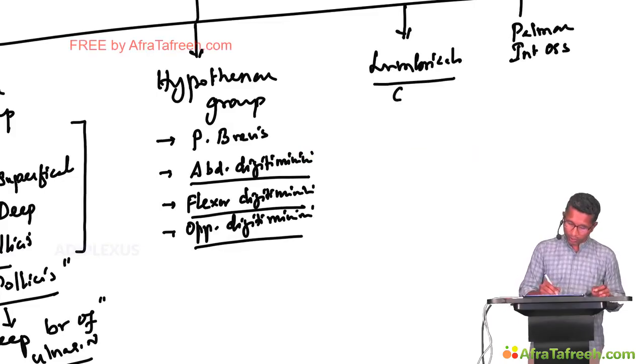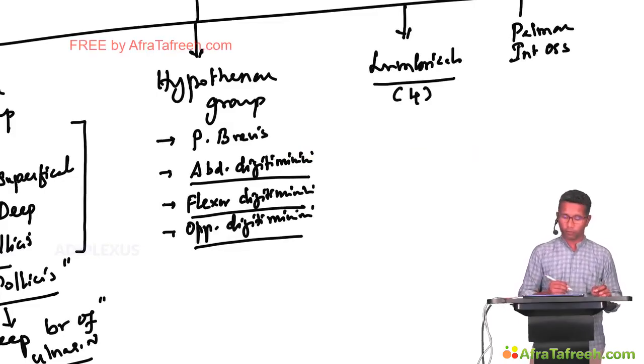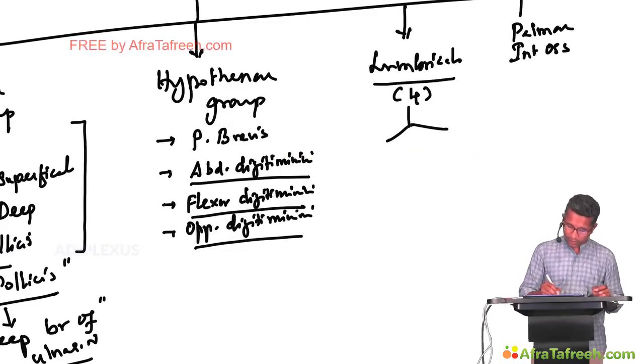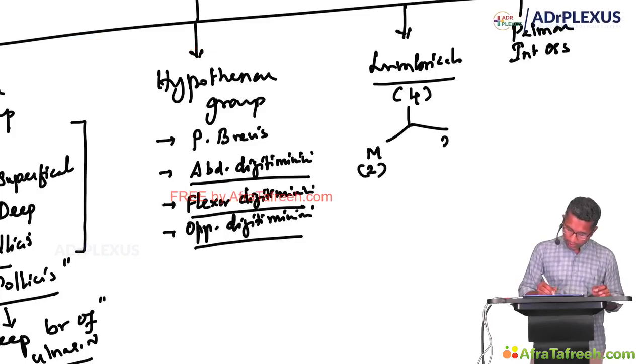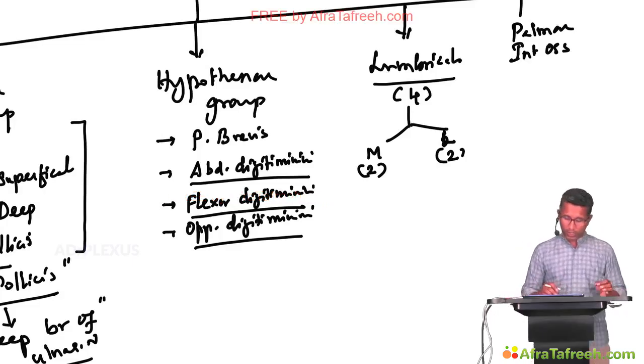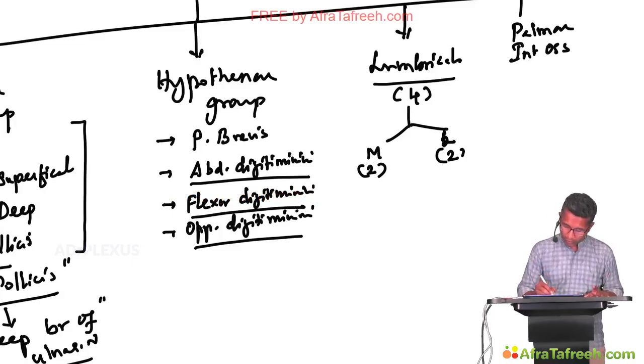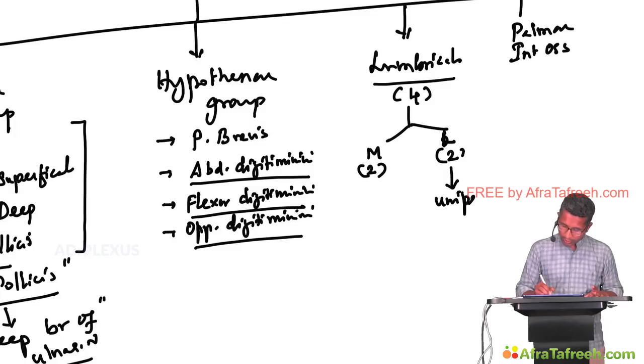As you all know, there are 4 lumbricals. If you divide the 4 lumbricals into medial 2 and lateral 2, we can understand by a simple diagram. Before that, we will see what is in the lateral lumbricals. They are all unipinnate muscles. And the medial 2 lumbricals are bipinnate muscles.